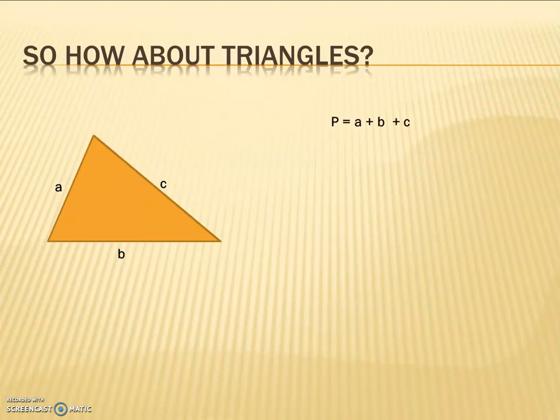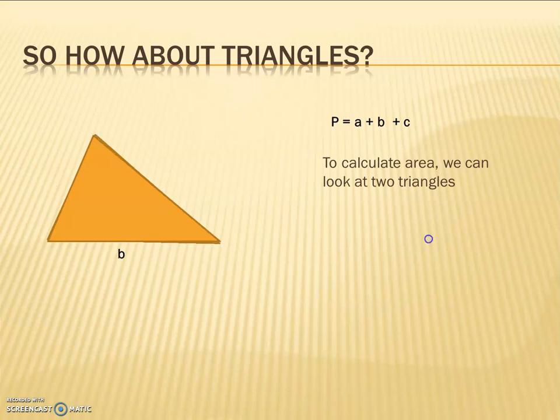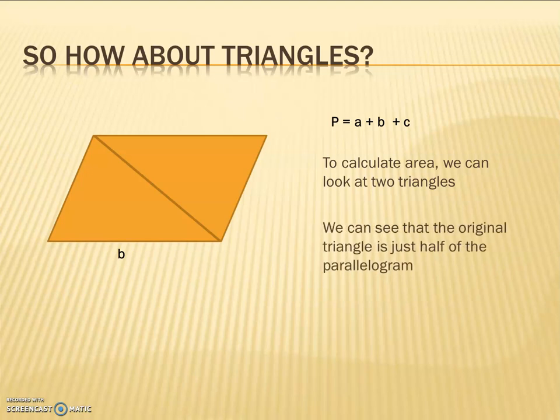Moving ahead to triangles. Now, the perimeter is easy enough, just add up all three sides. But the area is a little more complicated. To calculate the area, we can look at this as two different triangles that are connected. It's just a repeat of the two triangles. And what shape did we get? A parallelogram, right? And so the triangle that we started with is just half of the parallelogram.